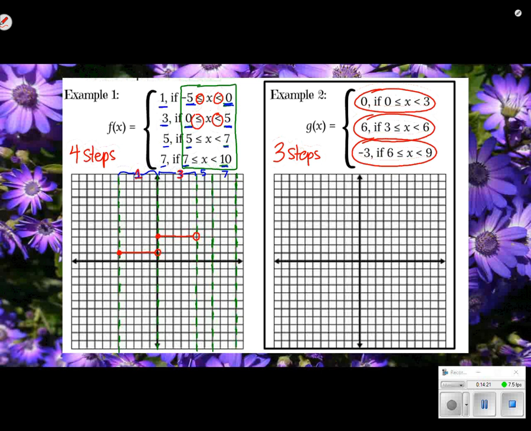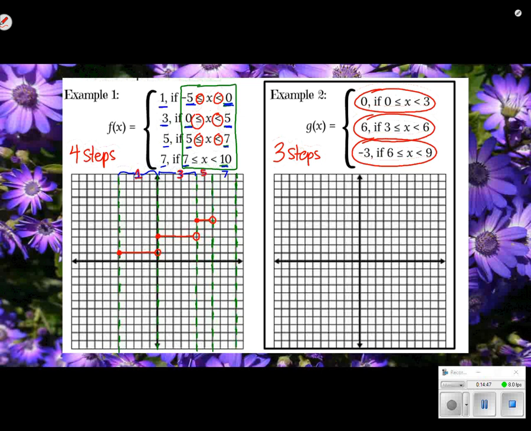Let's look at the third step. So I'm going to be between 5 and 7. I've got a closed circle at 5 and an open circle at 7. I have a y value of 5. So I'm going to go up to 5, 5, 1, 2, 3, 4, 5, and put a closed circle. I'm going to go to 7, 5, put an open circle, and then a horizontal line in between.